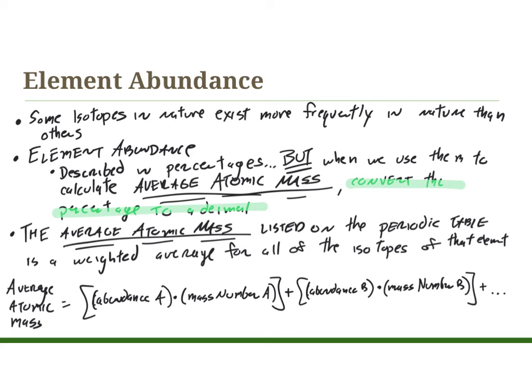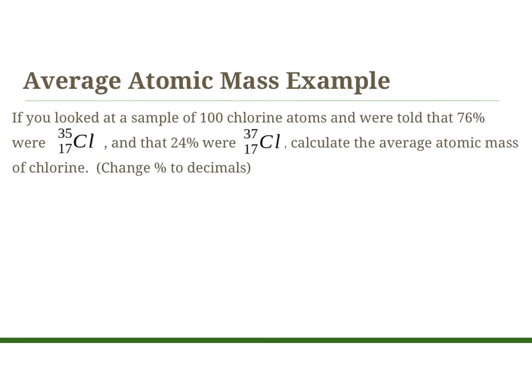That dot, dot, dot means that some elements will have more than two isotopes, so we can just keep adding them. Let me show you how it works. Here's an example that you might see on your homework or a test. If you looked at a sample of 100 chlorine atoms, we're told that 76% were chlorine 35 and 24% were chlorine 37. Calculate the average atomic mass.